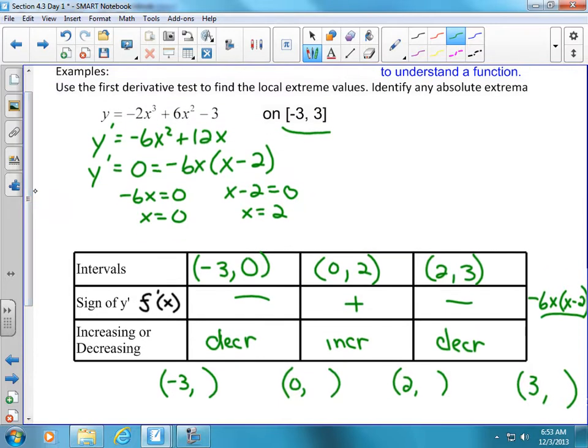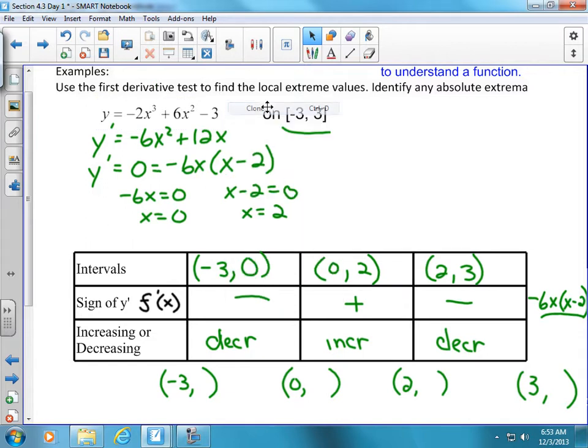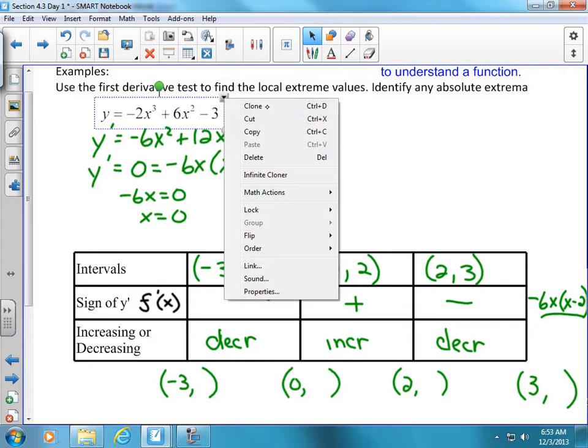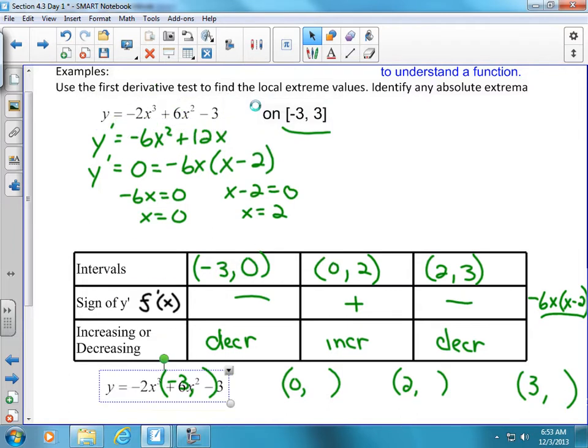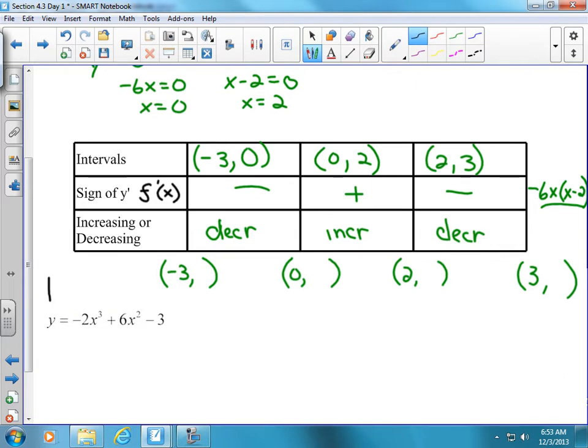Now, you have to take this actual y function, and let's bring that down here. You're going to use this formula to figure out the y values. People always get this mixed up. This one right here, you use the derivative formula. Down here, you use the function formula, f of x or y. And that's where you get all of your y values.